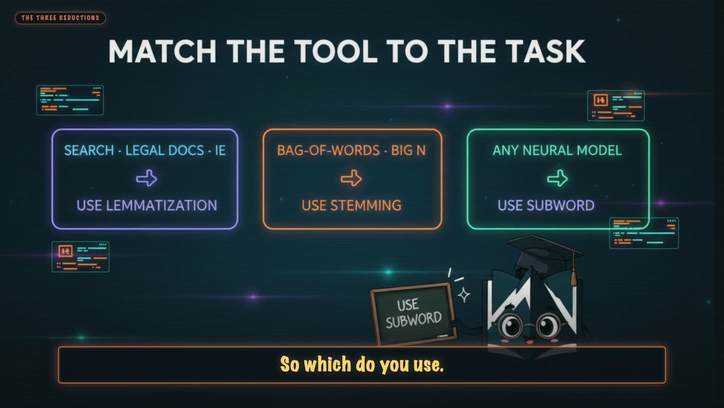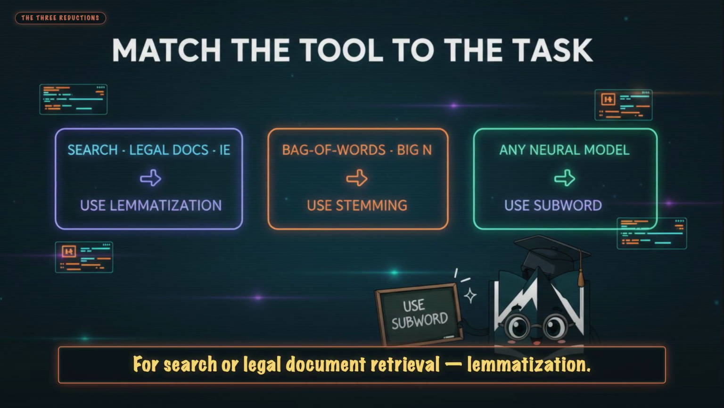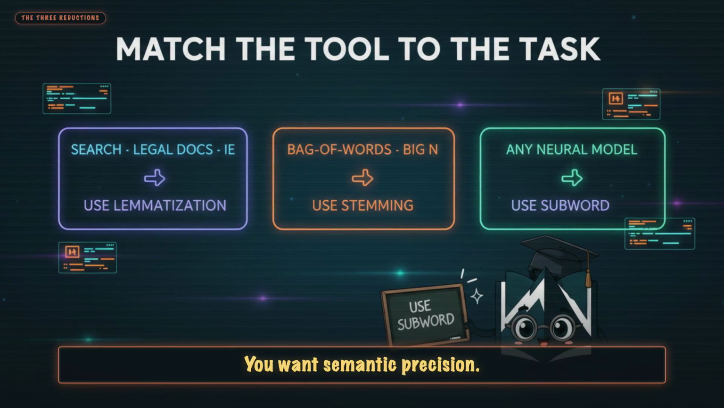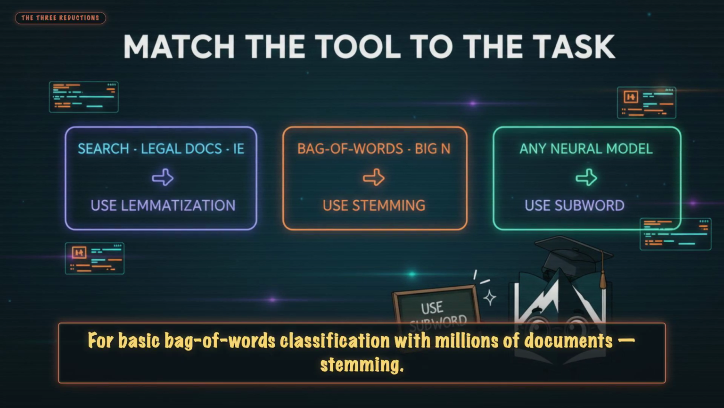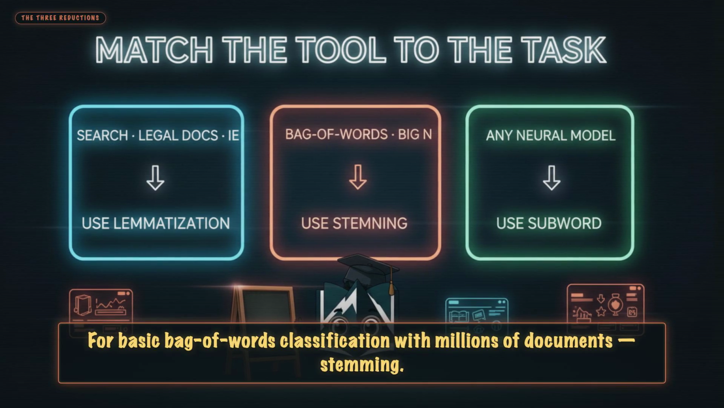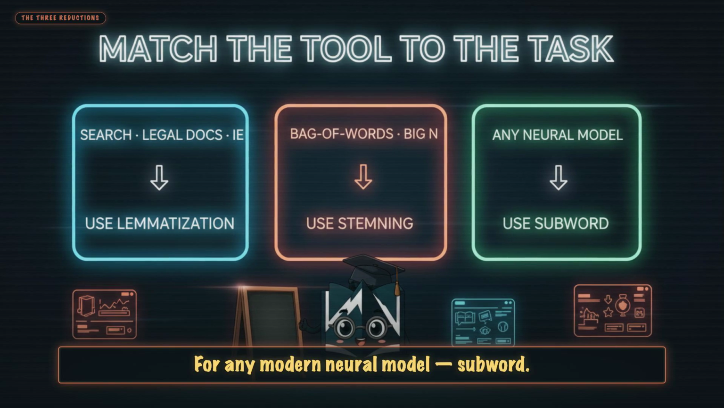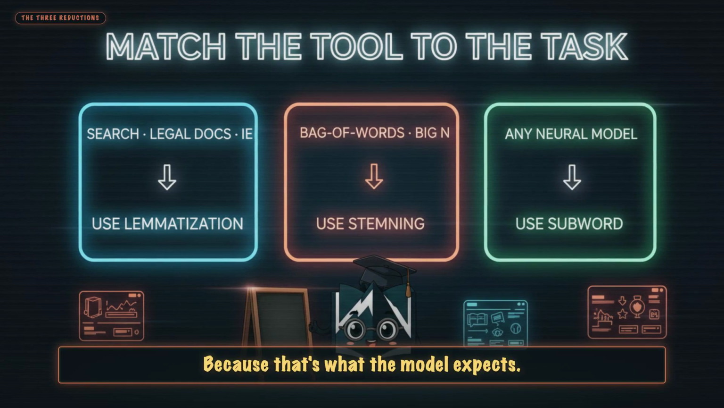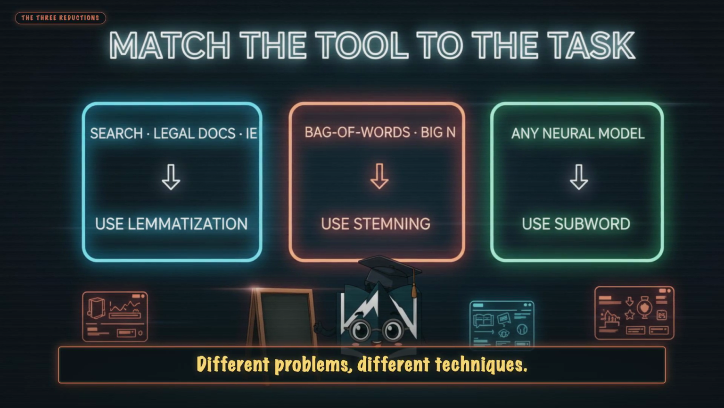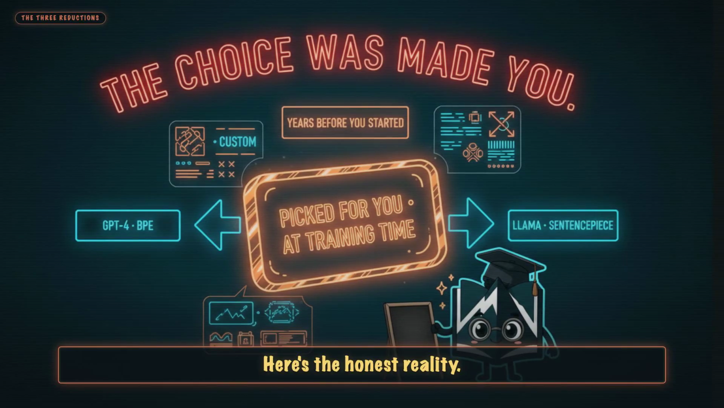So which do you use? For search or legal document retrieval, lemmatization, you want semantic precision. For basic bag of words classification with millions of documents, stemming, cheap and cheerful. For any modern neural model, subword, because that's what the model expects. Different problems, different techniques.